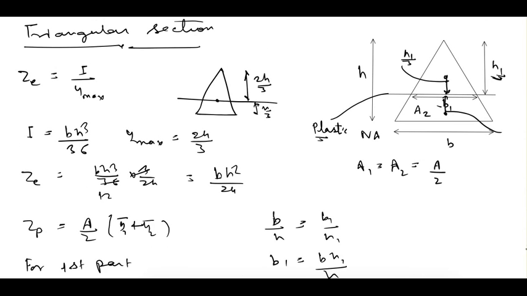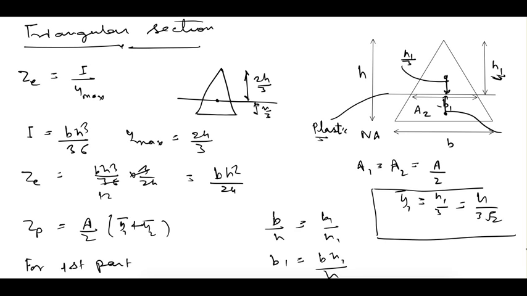So if we have found h1, and this depth here is y1, so y1 is equal to h1 upon 3, that is equal to h by 3 root 2. So we have calculated y1, now we need to calculate this depth y2.